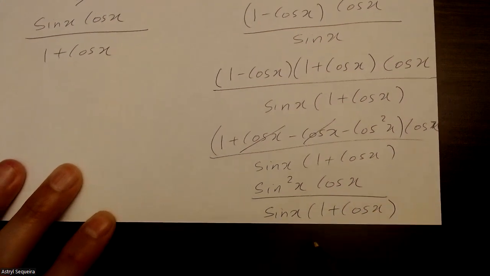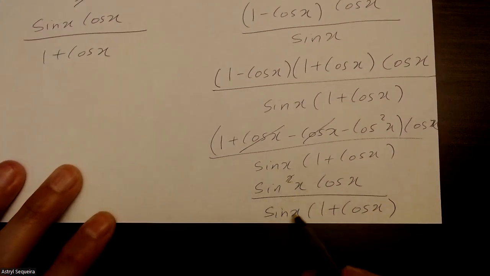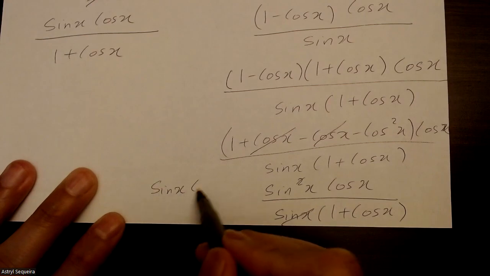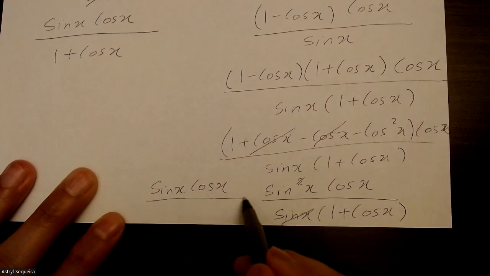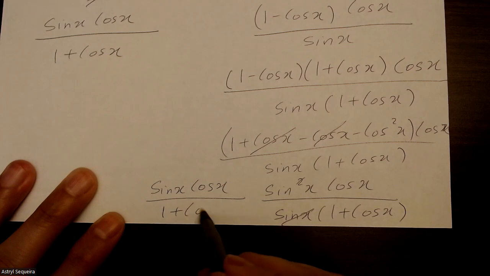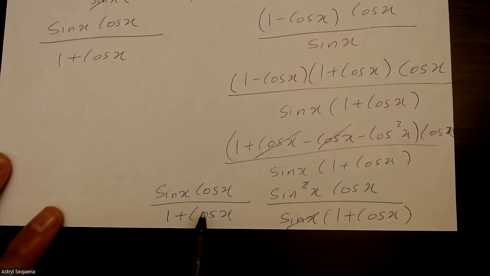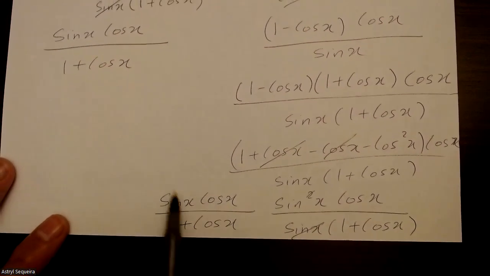And now the last step, very simple, the square and the sine just cancel and you're left with basically the exact same thing as the other side. Now you've proved that the trig identity is basically the same.